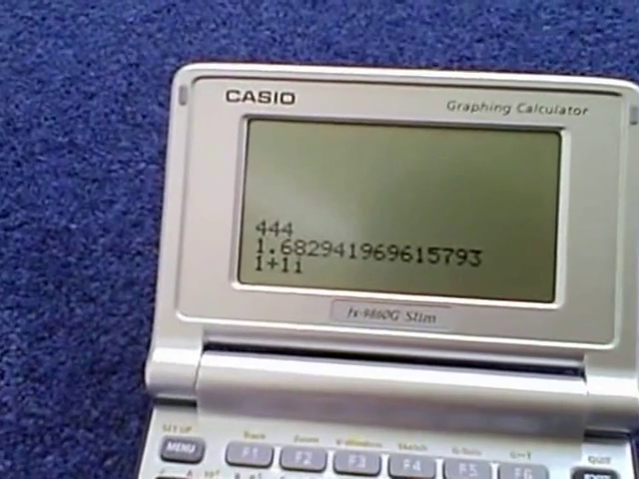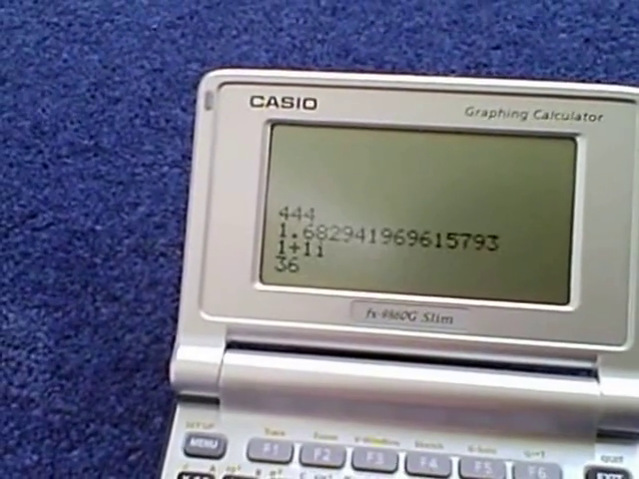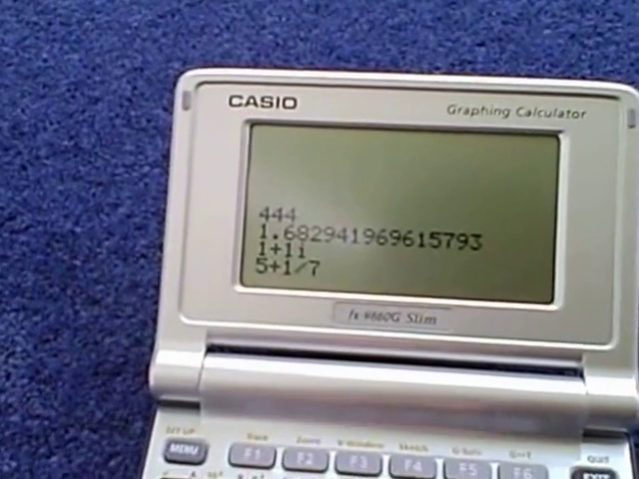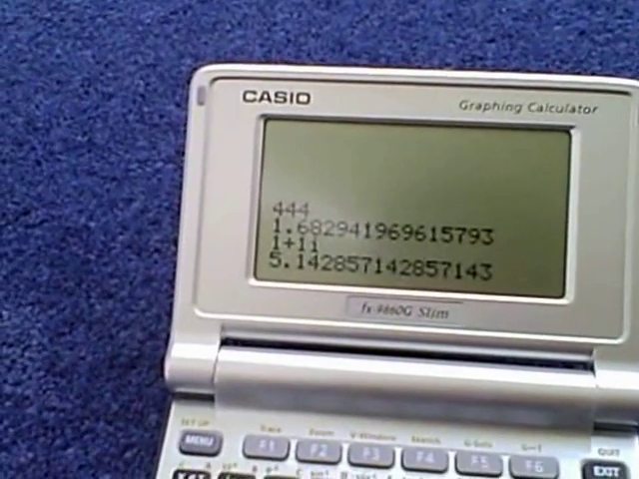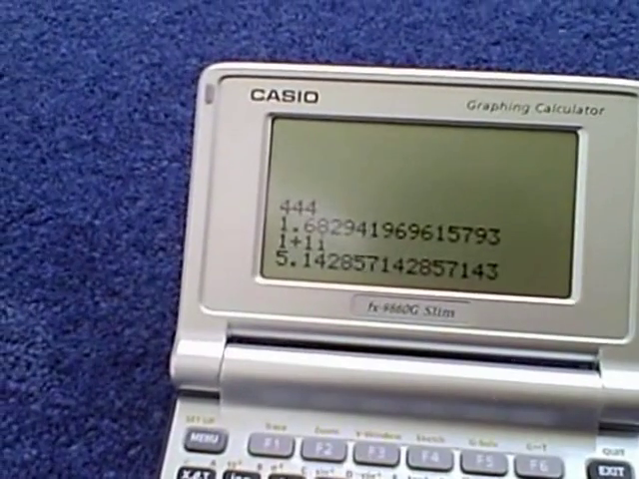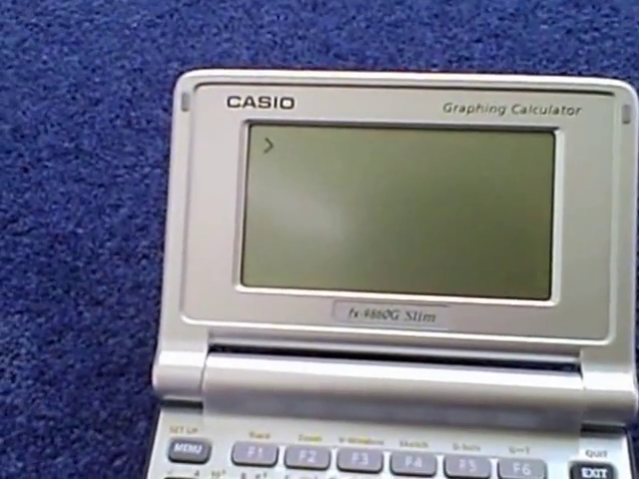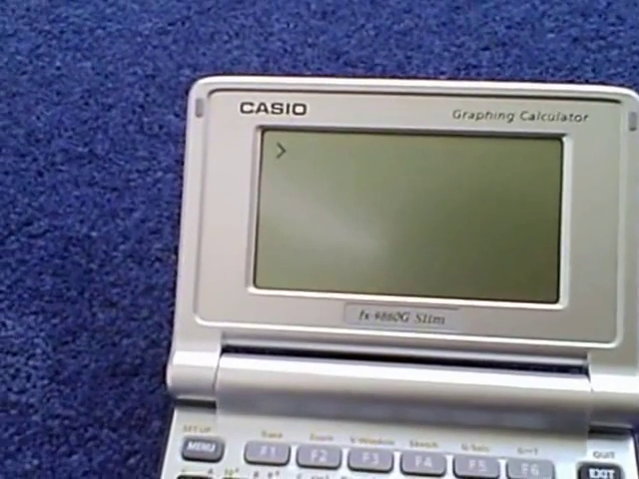We can also do fraction calculations. 36 enter, 7 divide, 5 and 1/7. Of course we can press float convert to see it as a floating point number at any time. Back into algebraic mode, let's do some other calculations.